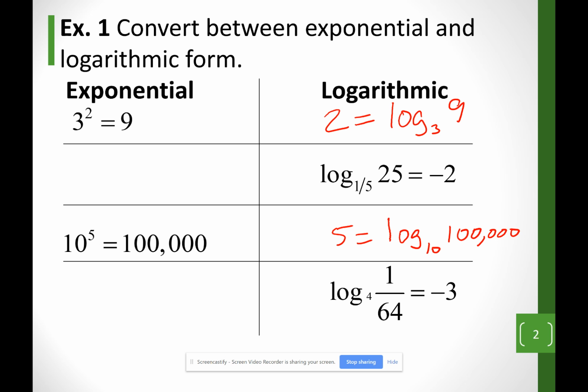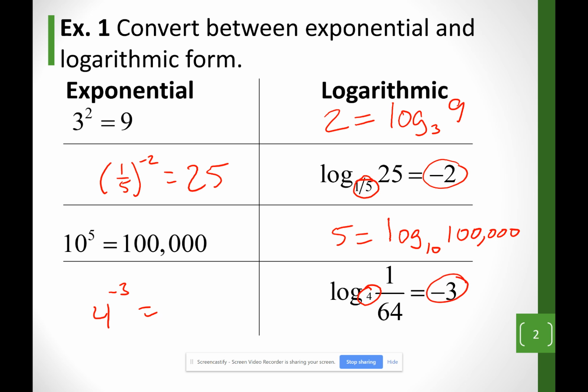Same thing I can do from logarithm to exponent. There's my base, there's my exponent. So I'm going to write this as 1/5 to the negative 2 equals 25. The way I'm going to write the last one, I'm going to do 4 to the negative 3. That's my base, that's my exponent. 4 to the negative 3 equals 1/64.